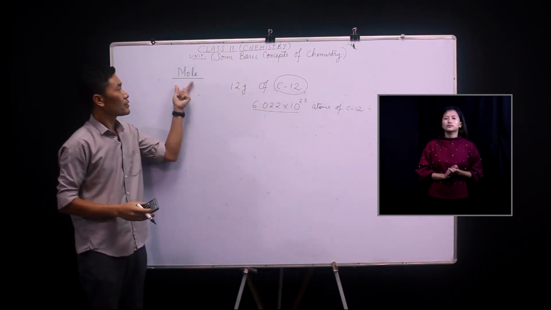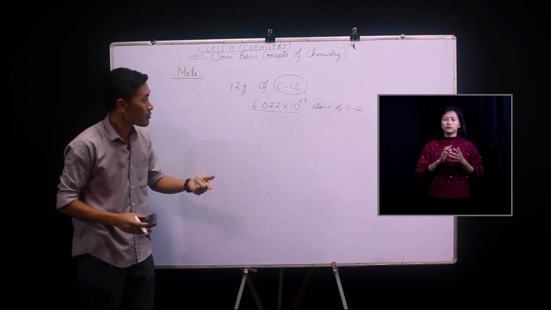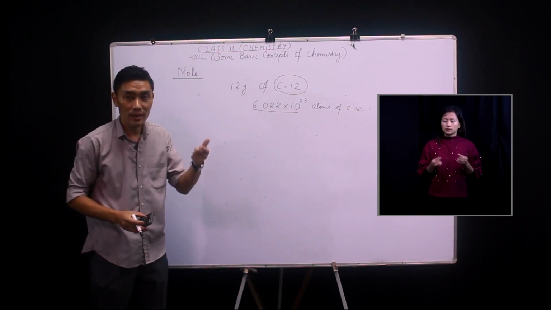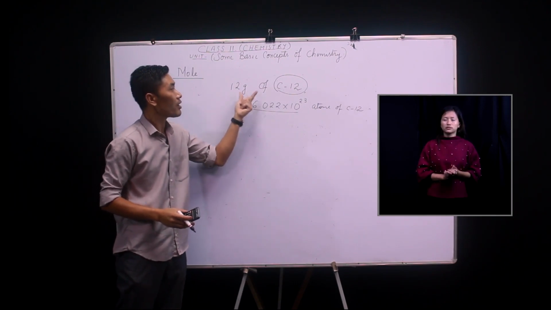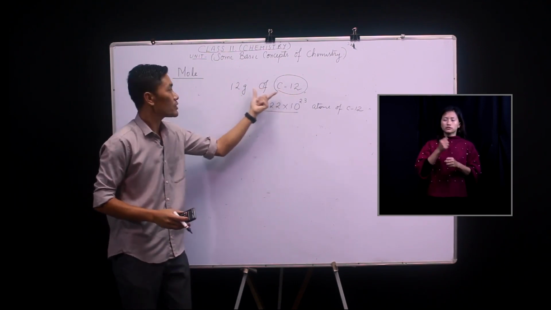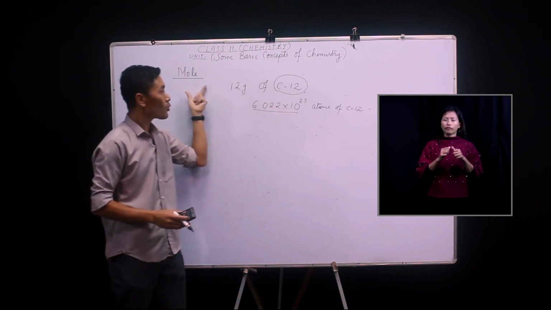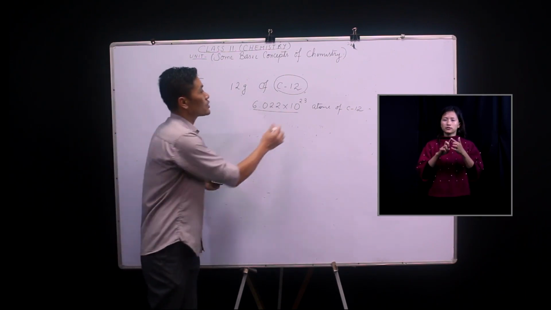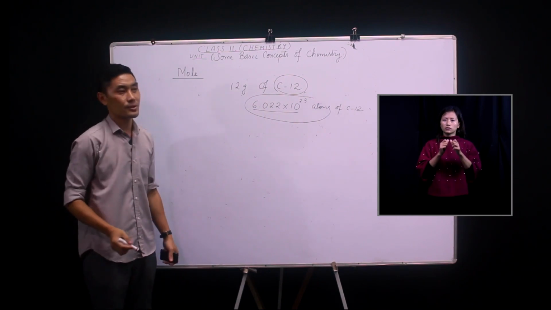In our definition, a mole is defined as the amount of any substance that contains as many chemical units or particles as are present in 12 grams of carbon-12, and this contains this much number of atoms. So a mole represents the quantity of any substance which contains this much number of atoms, ions, or molecules.